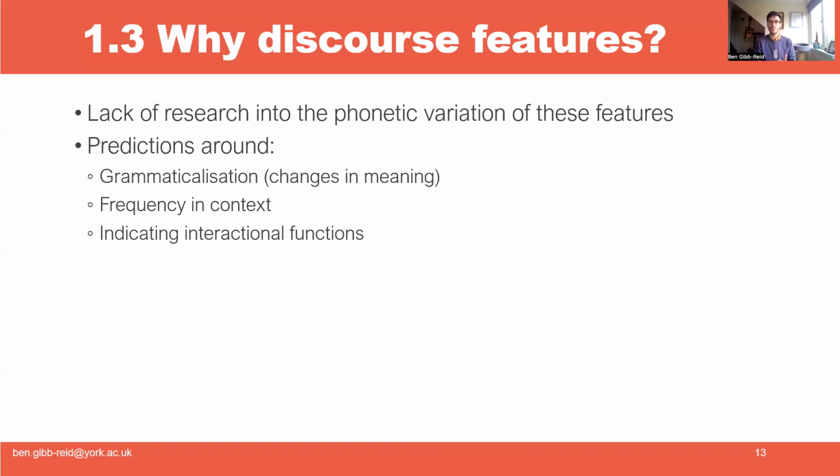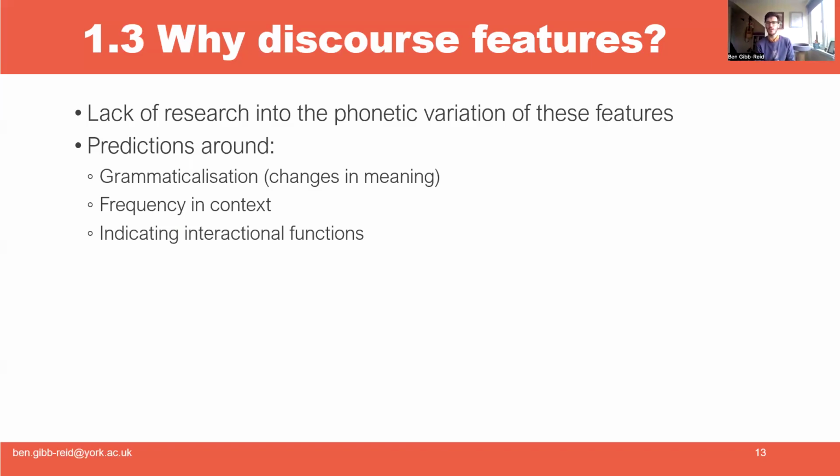There's a lack of research generally into phonetic variation of these features. And this is where I started at a forensic angle and suddenly found myself dragged into a very different and exciting angle of how do these things vary generally? Because there's predictions around grammaticalization, slow changes in meaning, frequency and context from the exemplar aspects. How do these things turn up in, is it that like is always turning up here? And if it's turning up here, then it's reducing all the time.